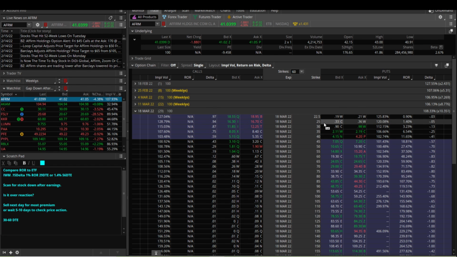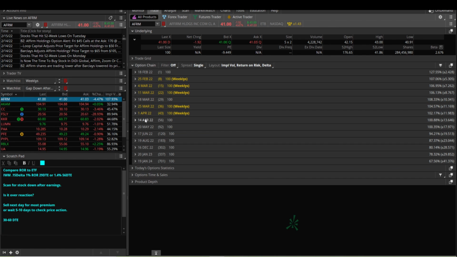So that's the 25. So it's actually $15 below the 41 that this stock is currently trading at. And that's a pretty big move. It looks like the expected move is roughly $10, so we're well outside of the expected move here. So that may be a decent trade right there. 1.4%, it's better than 1%, so that's good.